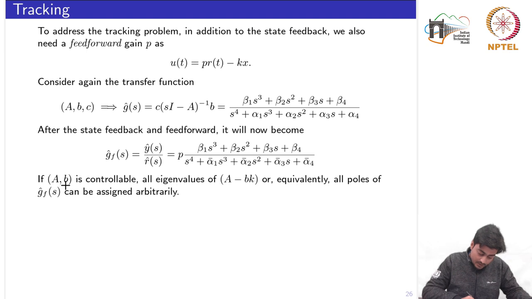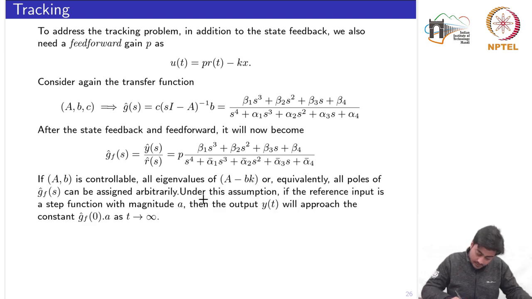If the original A, B pair is controllable, then all the eigenvalues of the new state matrix, including the state feedback gain, or equivalently all poles of this G hat F, can be assigned arbitrarily. This is one of the results we had studied earlier. Now under this assumption, if the reference input is a step function with magnitude A, then the output y(t) will approach the constant G hat F at 0 times A as t tends to infinity.